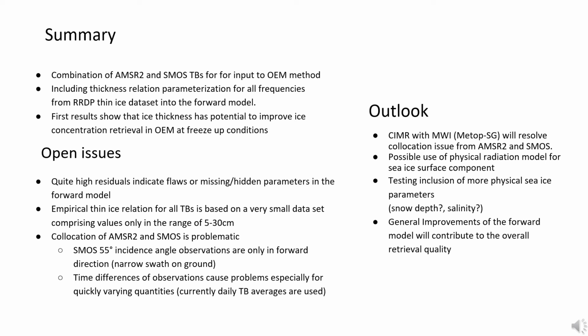In future, CIMR and MWI from the METOP second generation platform will solve the collocation issue from AMSR2 and SMOS while still having all frequencies. So possible use of a physical radiation model for the sea ice surface component could improve the retrieval of ice parameters. With the radiation model, it would also be possible to test new parameters like snow depth or salinity.